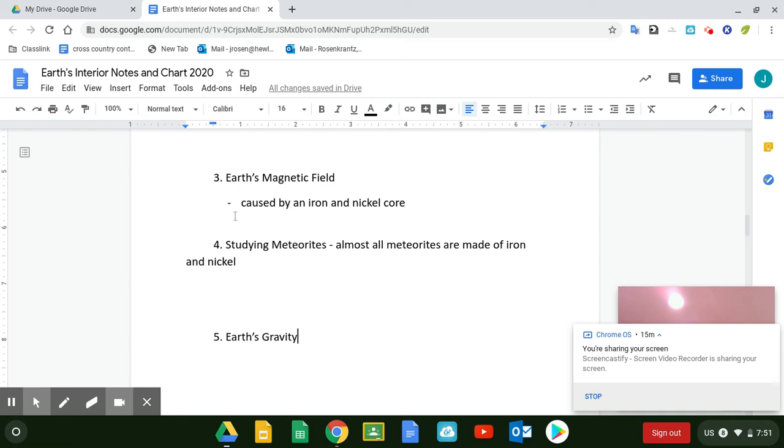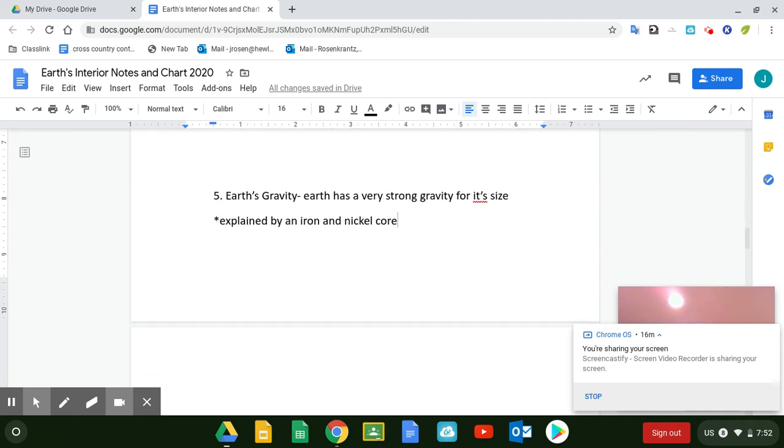So when you actually add up 3, 4, and 5, it leads us to the conclusion that the core is made up of iron and nickel. Earth has a very strong gravity for its size, so this could be explained by an iron and nickel core. All right? The rest of these notes summarize or define the layers, so you should look at them on your own.